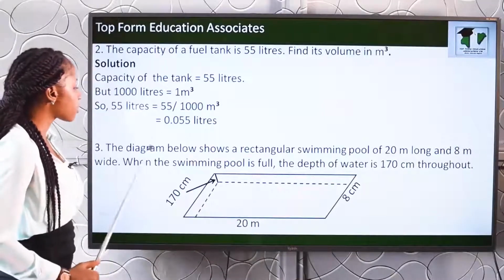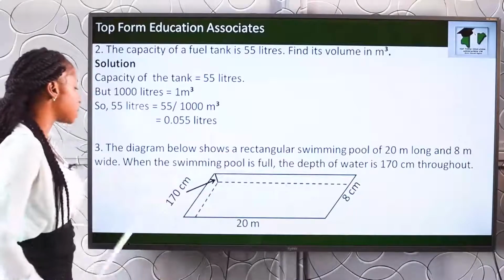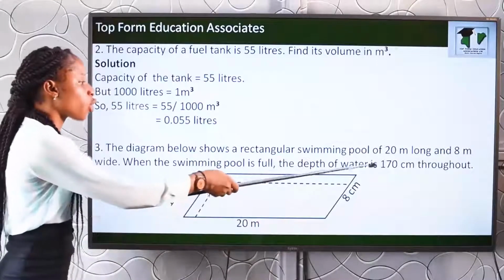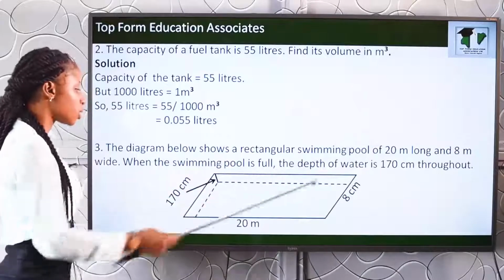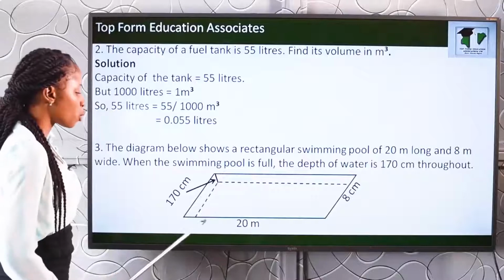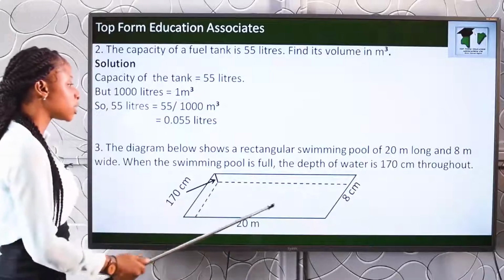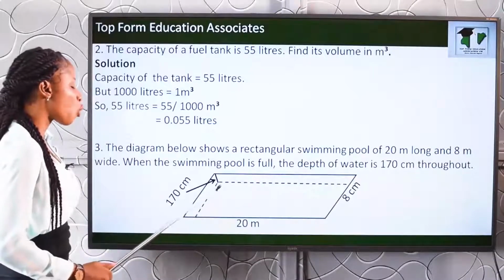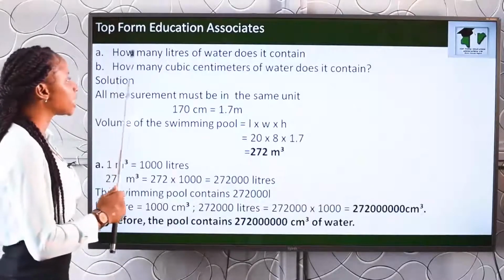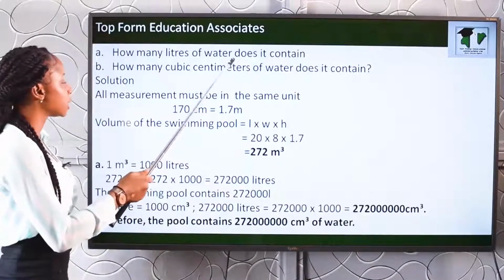Number three, the diagram below shows a rectangular swimming pool of 20 meters long and 8 meters wide. Now, when the swimming pool is full, the depth of the water is 170 centimeters throughout. Okay, we have the diagram here. This is the length of the swimming pool, 20 meters long and 8 meters wide. They said when it is full, it has a depth of 170 centimeters. Now, we are asked to find A, how many liters of water can the swimming pool contain?